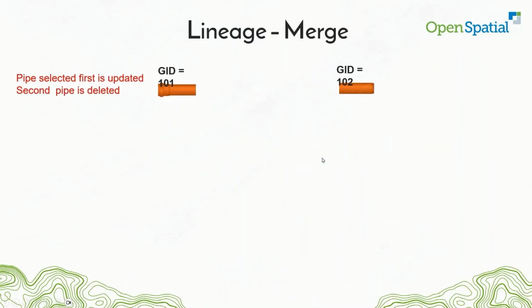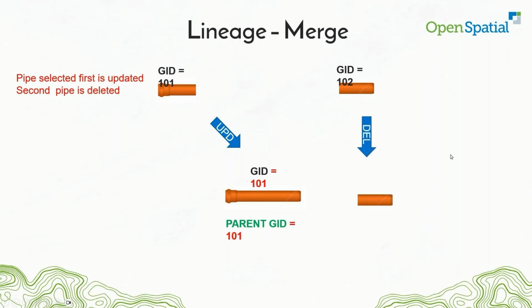What happens if I go and merge? So if I've got two pipes that I'm now going to merge, we do an update transaction. Now what it will do is the first pipe that you select when you do a merge, it will take the GID of that one and it will keep that, it will change the geometry and it will delete the second one.